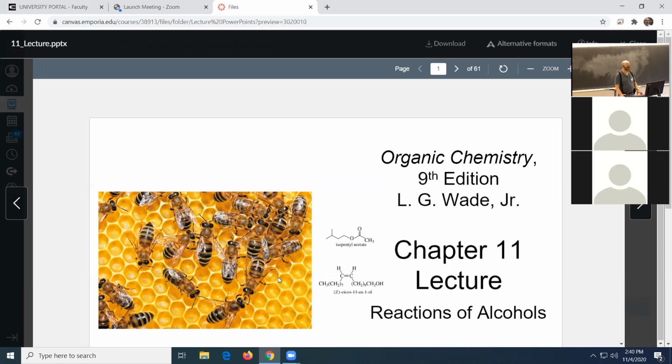Okay, so this involves starting with alcohols and converting them into other compounds. Okay, this compound is called isopentyl acetate. This is one we often make in the lab. Okay, this is the alarm pheromone for the honeybee.